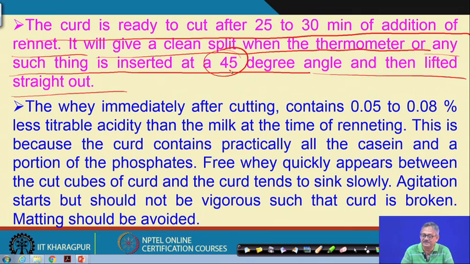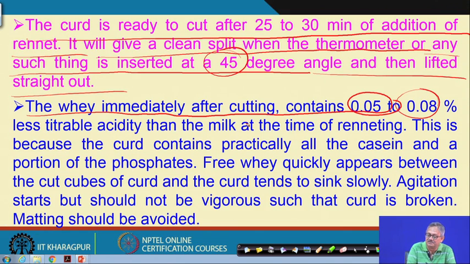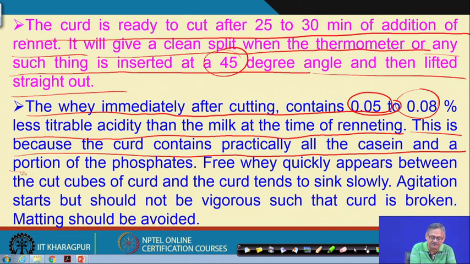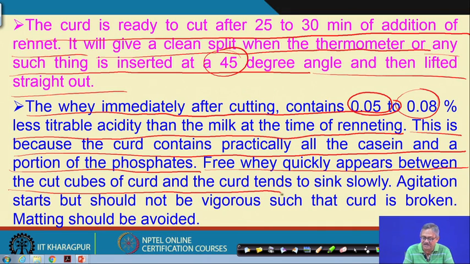So, that 45-degree angle and then lifted straight out, right. Then whey immediately after cutting contains around 0.05 to 0.08% less titratable acidity than the milk at the time of renneting. This is because the curd contains practically all the casein and a portion of the phosphates. Free whey quickly appears between the cut cubes of curd, and the curd tends to sink slowly.